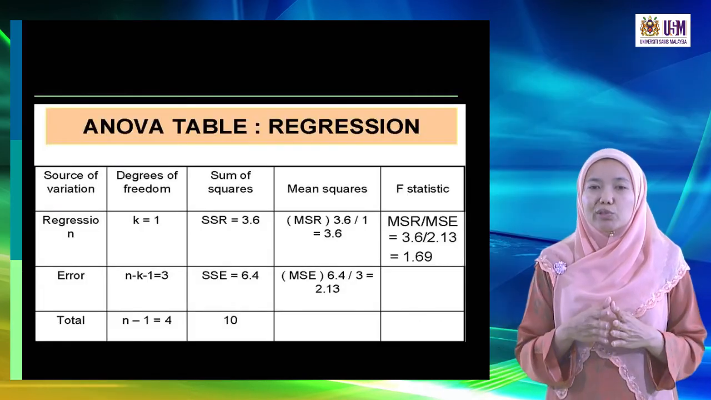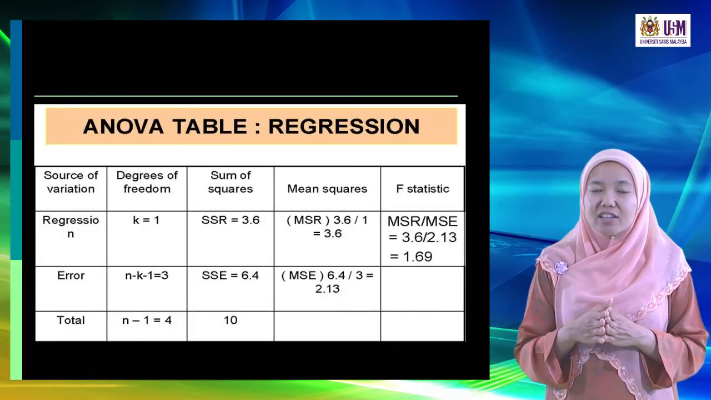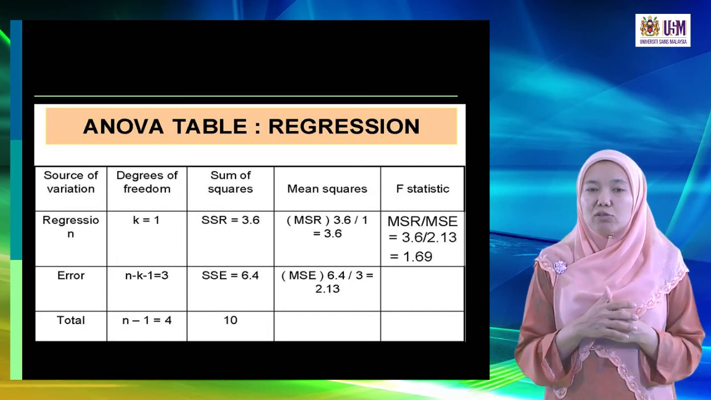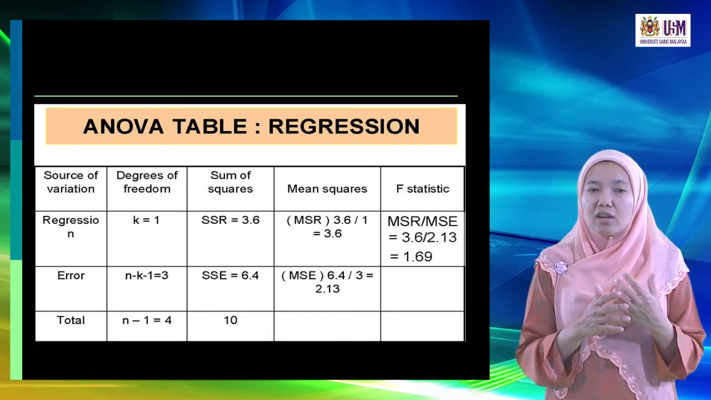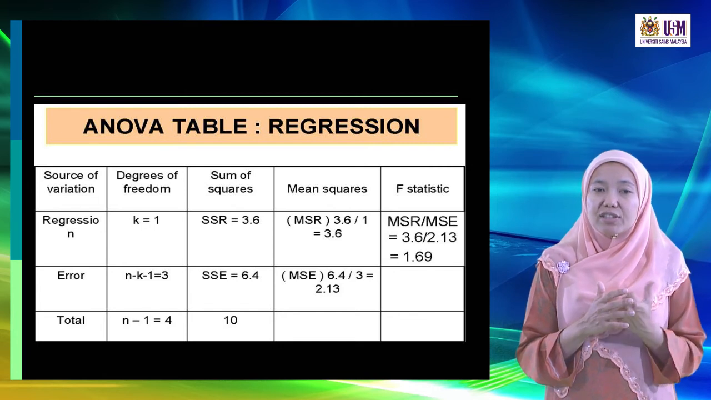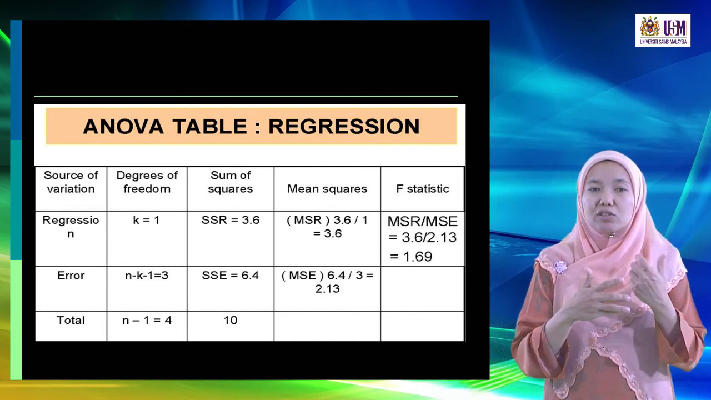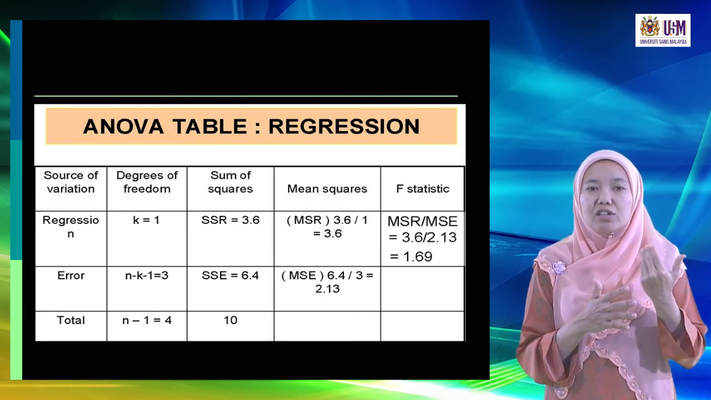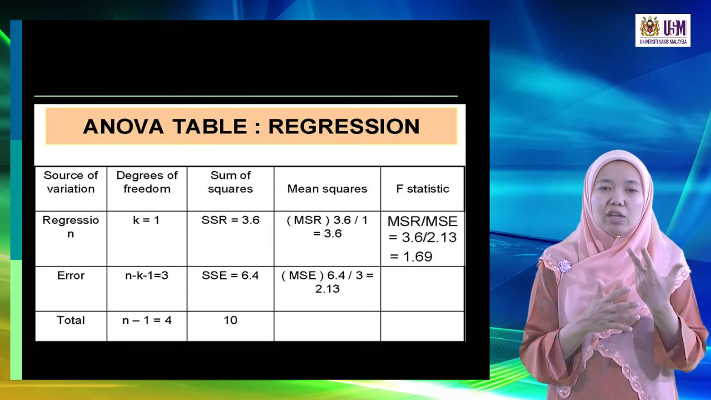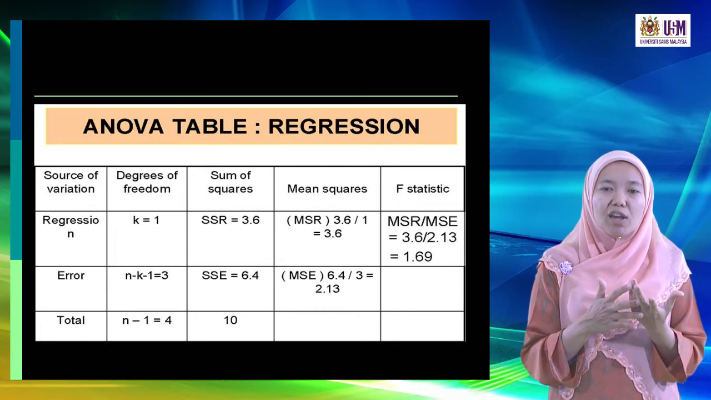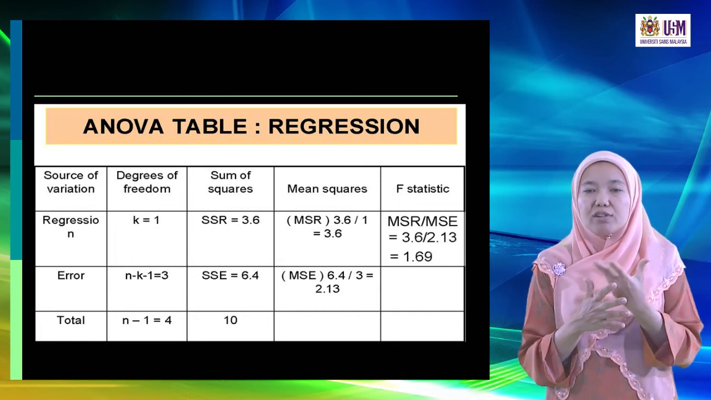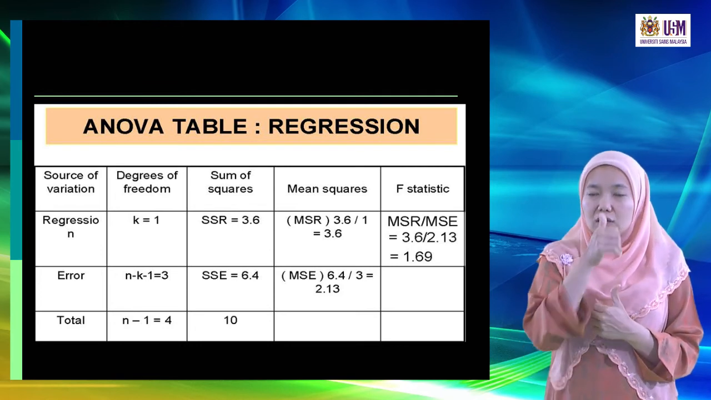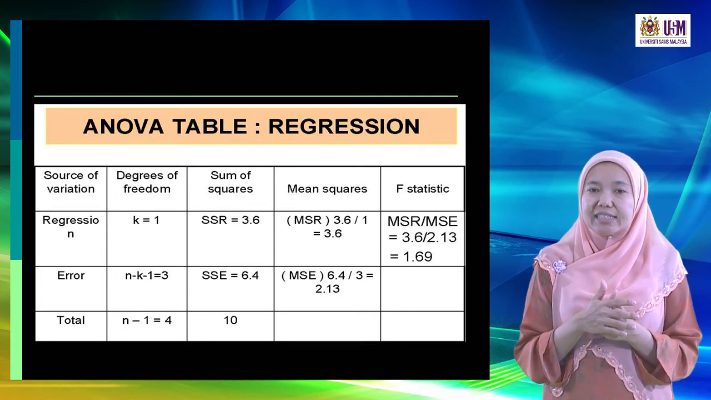You can try to slot in whatever we calculated just now in order to fill in our ANOVA table for the manual calculation, with the values of x and y given just now. So you have all the sources of variation for the regression and for the error. You have the degrees of freedom. You have the sum of squares for regression and sum of squares for error, and then the mean square for regression and mean square for error. And you have the F statistic equals 1.69.